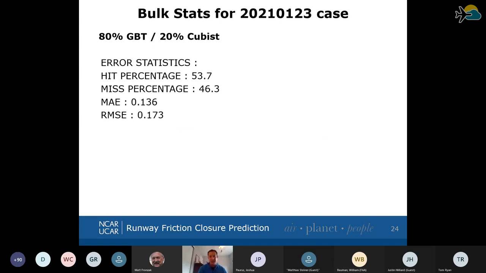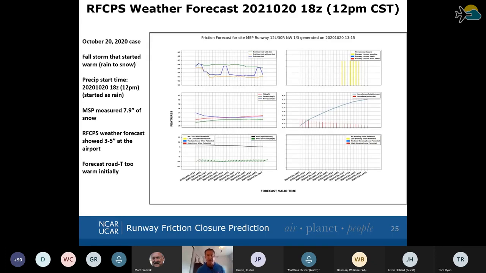Again, this is just the bulk statistics. It was pretty similar, showing a 54% hit rate and a 46% miss rate with an MAE of 0.13. Okay, so getting close to the end here. I don't want to take up too much time, but basically I'll show two really interesting cases.